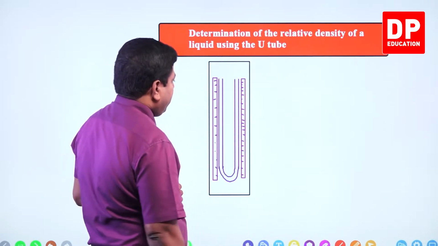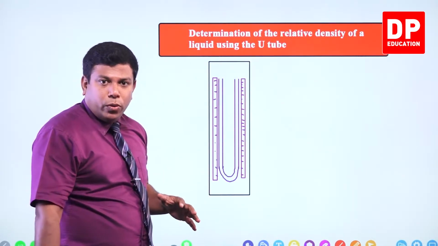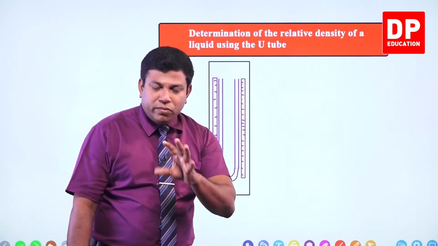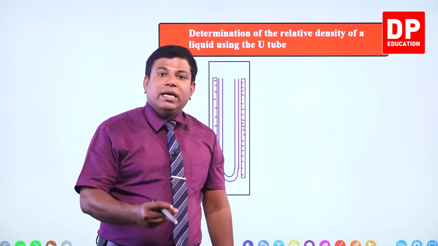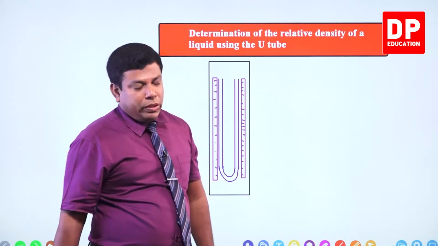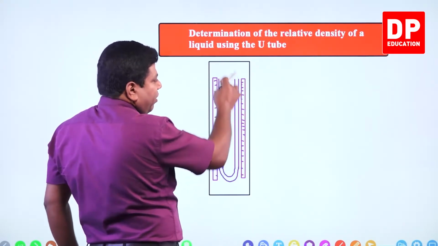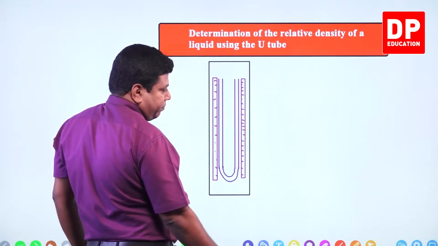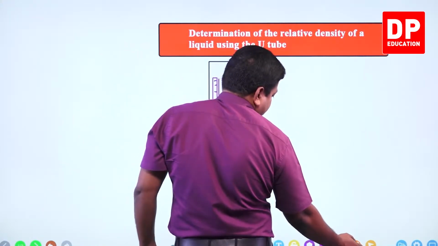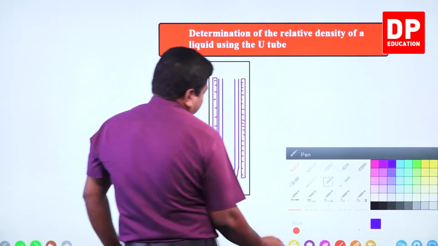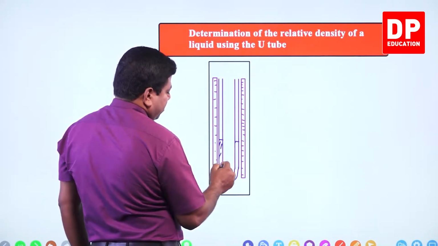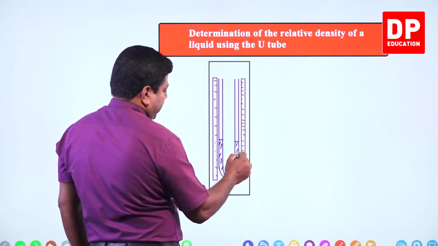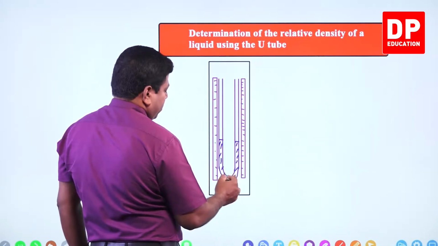Right. So, now what we are going to do, let us say you want to find the relative density of oil. So, the two liquids that we are going to use here are water and oil. So, what we will do, we will fill water into this first, right. Let us say you fill water. Once you fill water, it will fill both sides to the same height. That is how it will be, right.